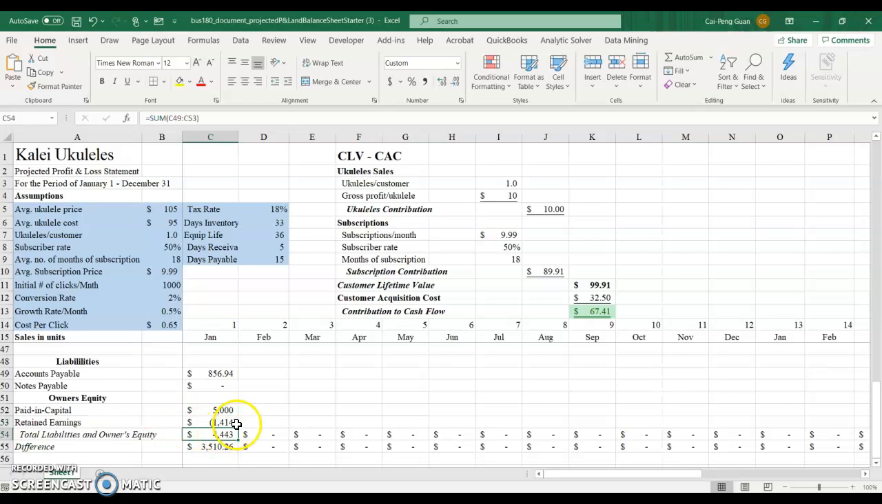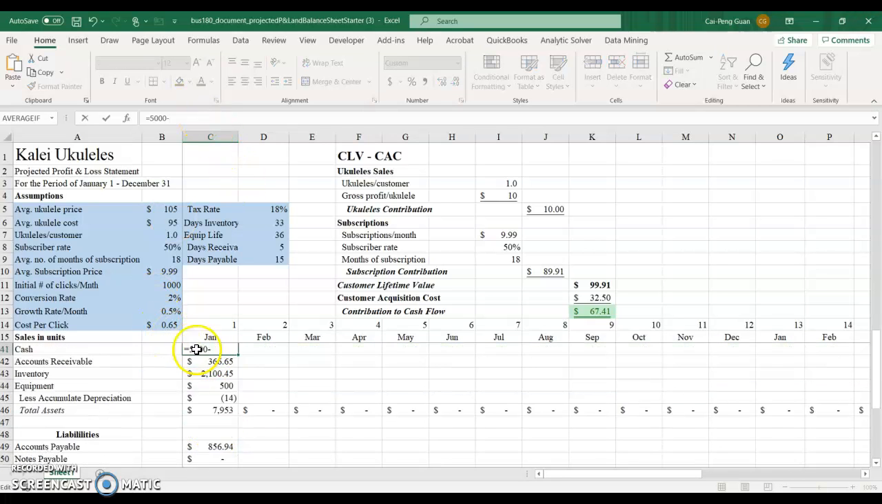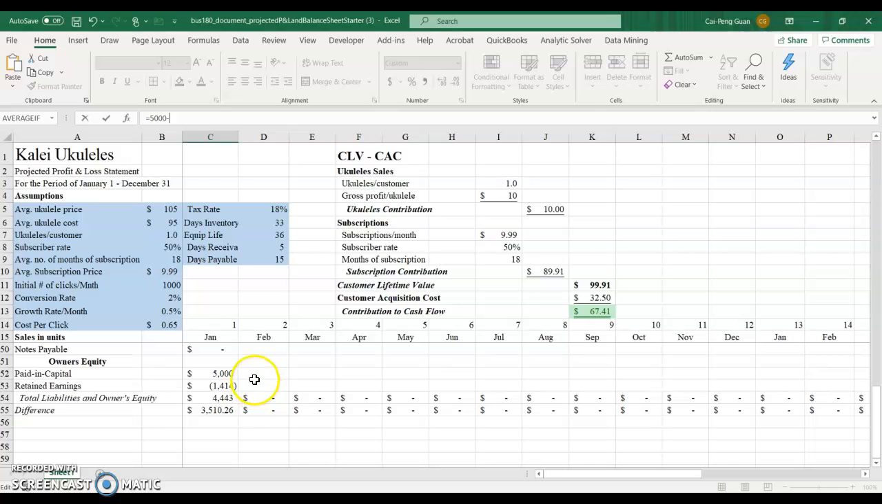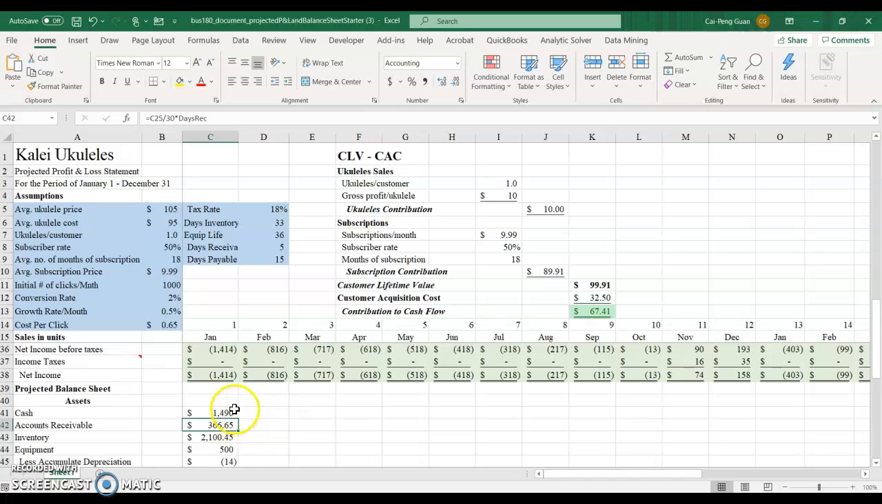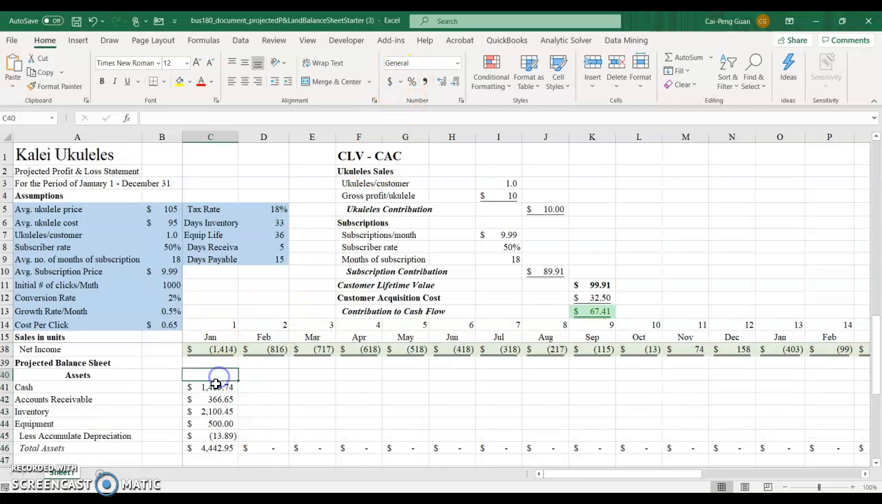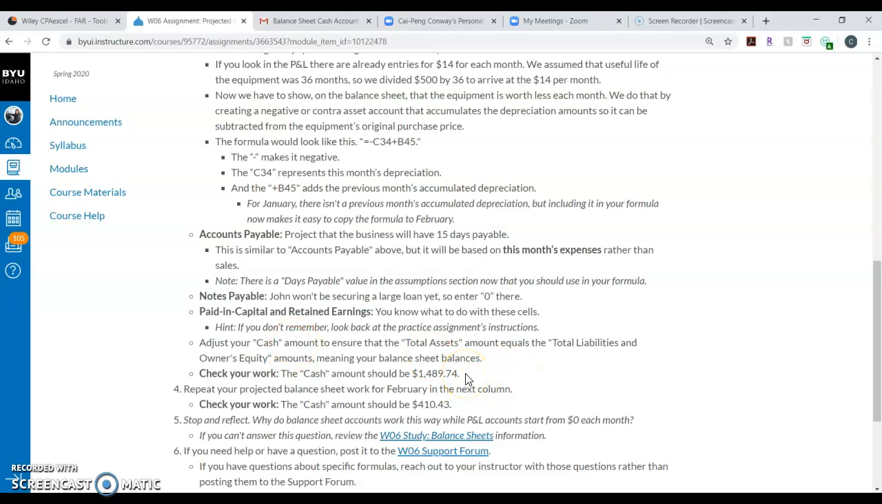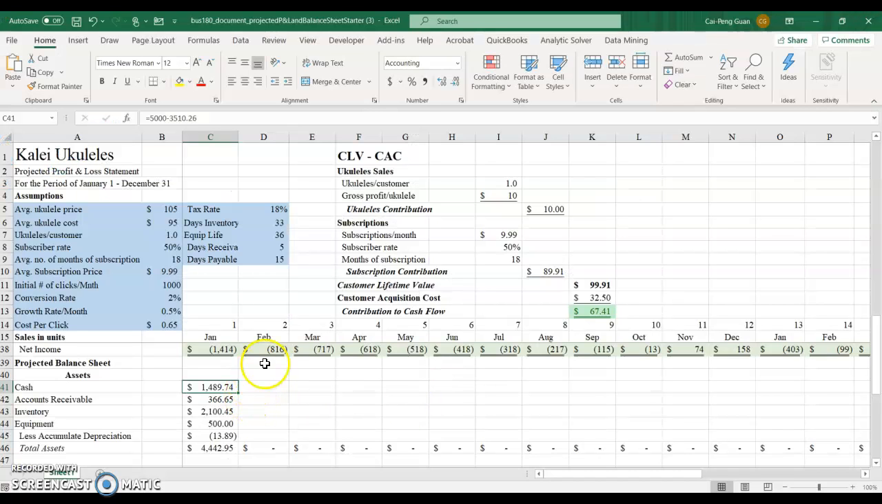And it gives us 1414. The difference is this amount. And if we use $5,000 subtracting 3510.26 and, ding, ding, ding, 1489.74, that's this amount. So I hope this all makes sense.